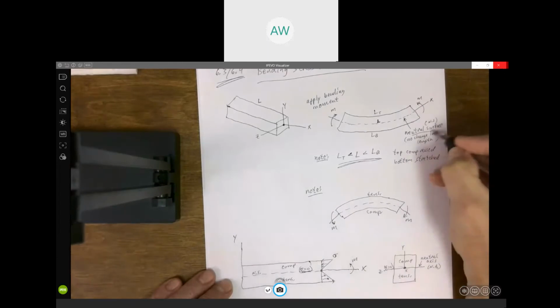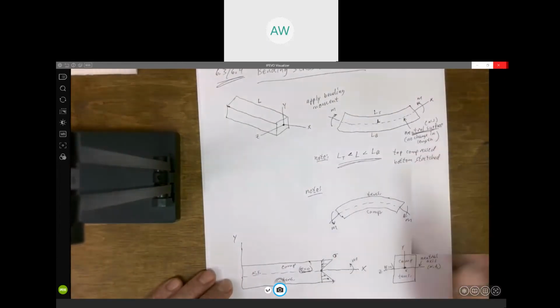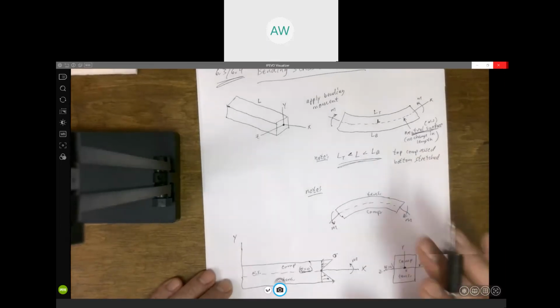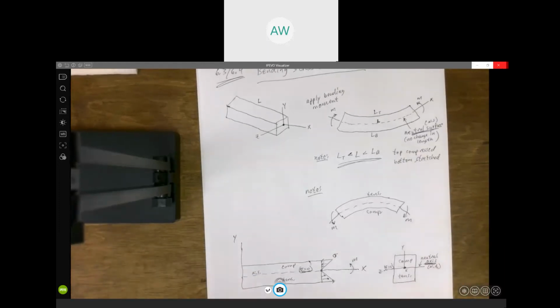So the neutral surface, we're looking longitudinally down the beam. It's the surface that doesn't deform. It's where the stress is 0. If you're looking at the cross section of the beam, that axis where the stress is 0 that separates tension and compression, we call that the neutral axis. So you just need to be familiar with that terminology.